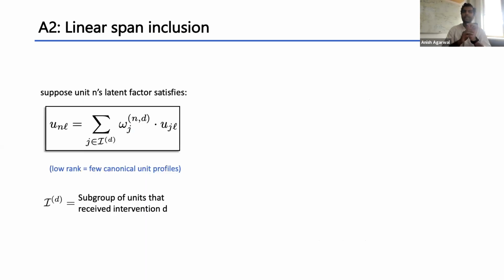The second assumption we make is what we call linear span inclusion, which simply means that unit N, our target unit that we want to produce counterfactuals for, has a particular structure. Let I_D represent the subgroup of units that received intervention D. We say that the latent factor associated with unit N lies within the linear span of the latent factors of the units that go through intervention D. Let's look at all of their latent factors, and I want unit N's latent factor to lie within the linear span of these. Now, if your data is low rank, then you can easily see that this condition is quite minor and almost always holds.